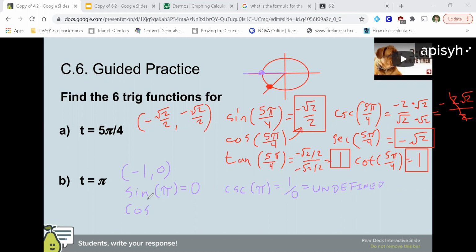Cosine is your x value, so it's negative 1. Secant is the reciprocal of that, so it is also negative 1. Tangent is y over x, so it'll be 0 over negative 1, which is 0. Cotangent is the reciprocal of that, so it's 1 over 0, so it is also undefined at pi.